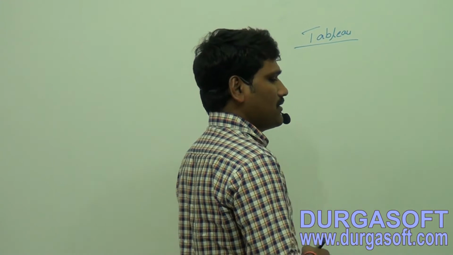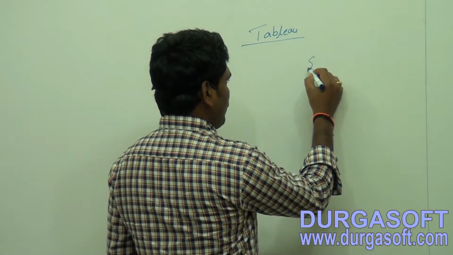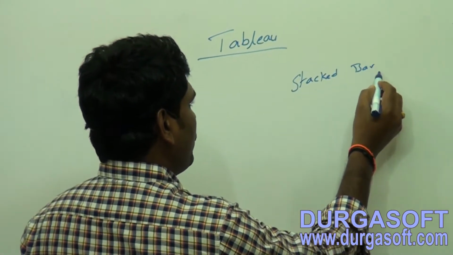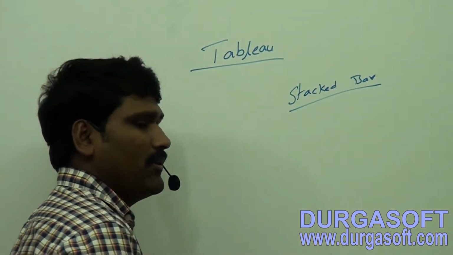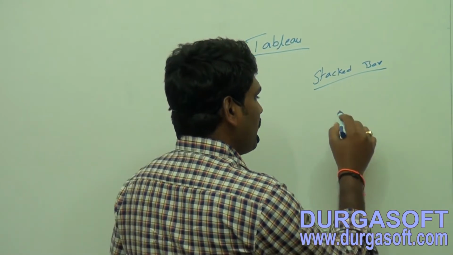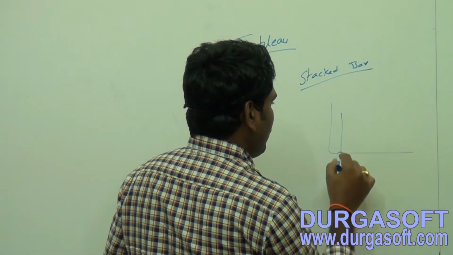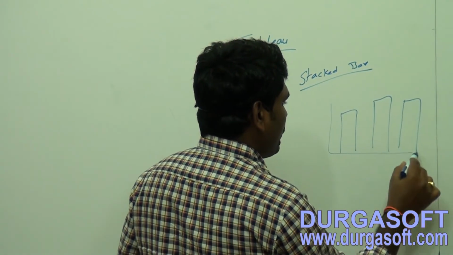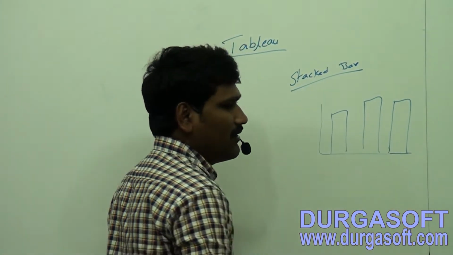Next chapter, next class is about stacked bar. Okay, stacked bar, where we normally use this when we want to represent the data by a bar and divide the bar by using some other dimensions. That means when I have data in the bar, now I want to divide this bar by using some other dimensions.